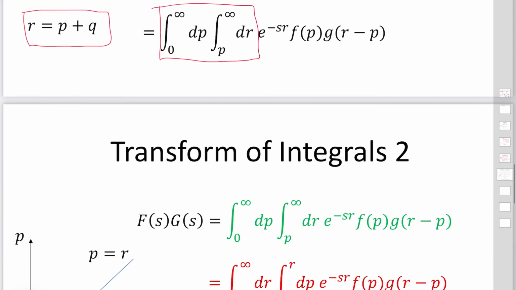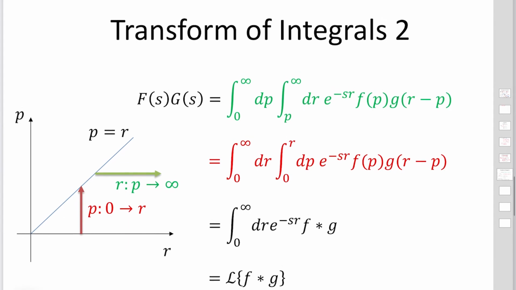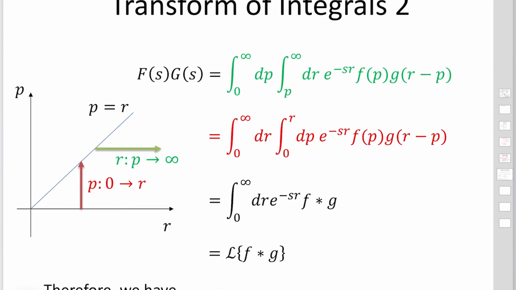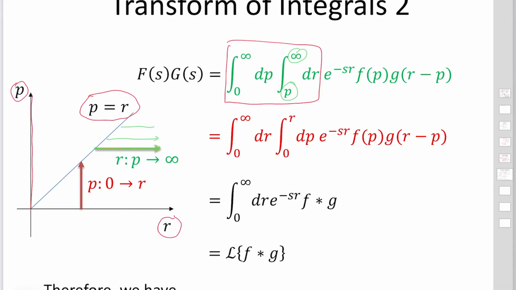To consider the regions of these integrals, we draw the figures. The vertical line is p, and the horizontal line is r. So p is changing from 0 to infinity, and r is changing from p to infinity. So if you draw the lines of p equals r, this starts at this point and moves to the right, and p is changing. So you can draw many lines, and then finally it covers this region.